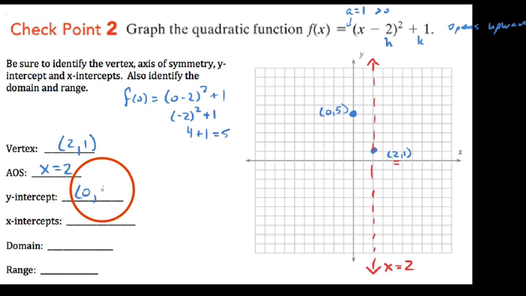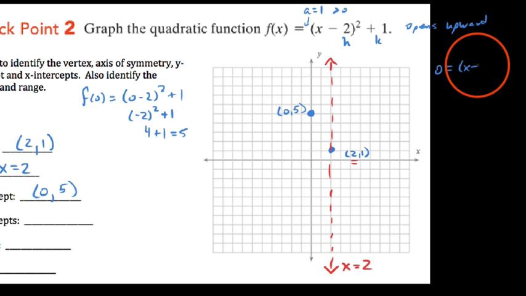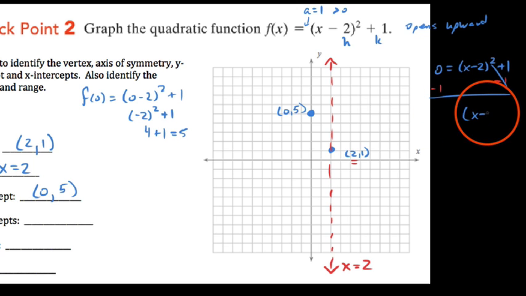And then we would say our x-intercept. Let's list our x-intercept here. We're going to find that by solving this equation, which means set our y value equal to 0. We're going to solve this. And again, I'm going to use square roots here. So let's get the squared thing by itself. We get (x minus 2) squared equals negative 1. And then I'm going to take the square root of both sides here.